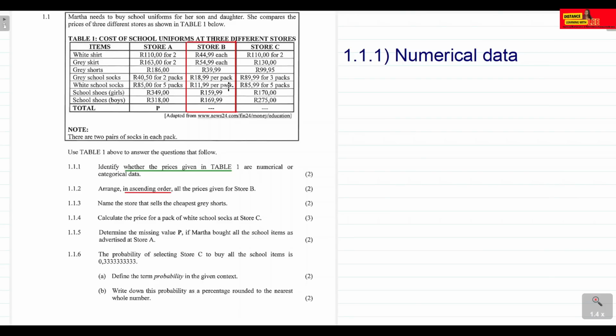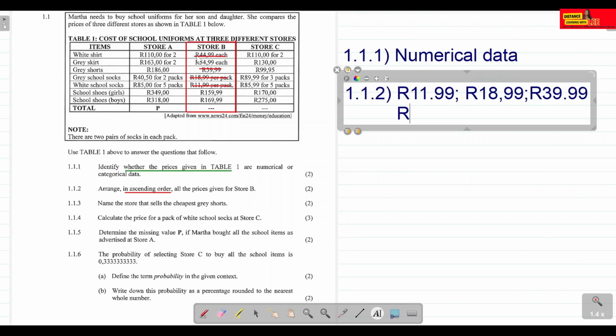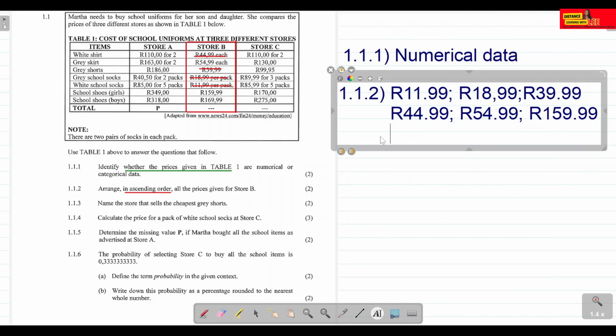Second value that we're going to write is going to be 18.99. Third value that we're going to write is 39.99. Fourth value that we're going to write is 44 rand and 99 cents. The fifth value we're going to write is 54 rand and 99 cents. The sixth value we're going to write is 159 rand and 99 cents. And the last value that we're going to write, 169 rand and 99 cents.